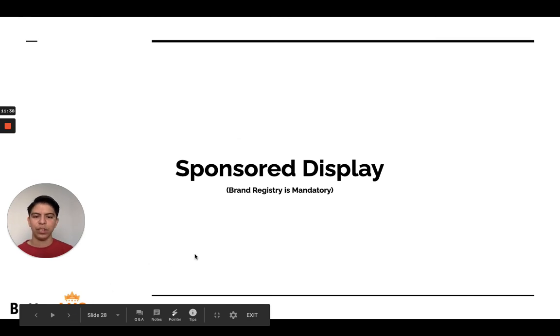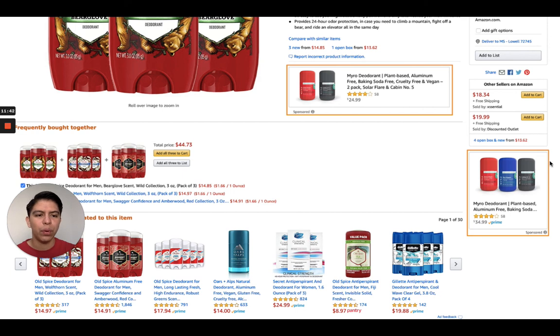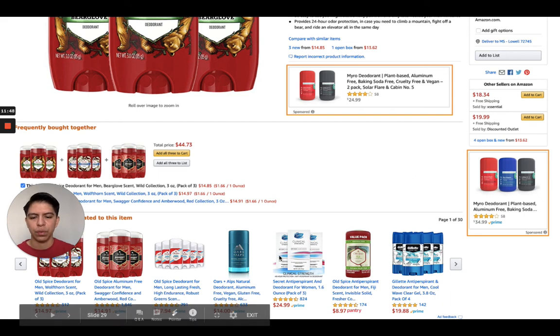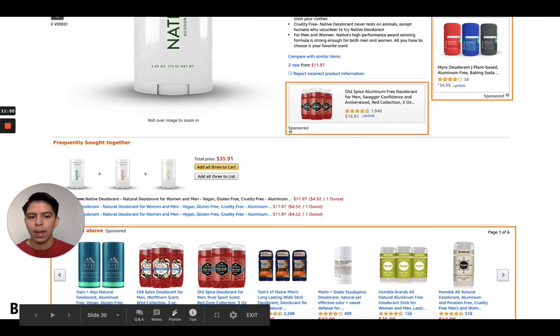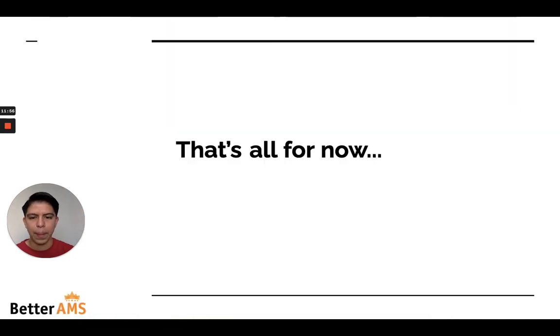Now, sponsored display ads populate, as I told you, under the bullet points and right below the buy box. It's also important to run these kinds of ads because people see that before seeing sponsored products ads. They too populate right here, below the bullet points and below the buy box.